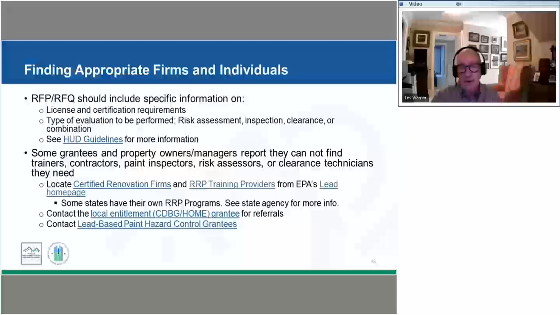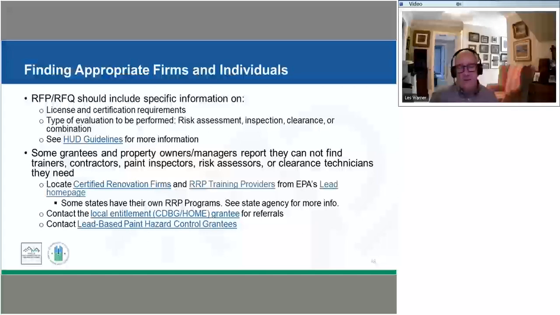Be specific about the level of what you're seeking, whether it's a risk assessment or the paint inspection. You might be doing procurement to have the clearance done, and we'll be talking about that in a little bit. Might be that you're looking for all of the above, and so you would be very clear in that RFP or RFQ about what you were seeking, and the documentation that you would expect to have included in that. And there is a link for some HUD guidelines that provide some more information on that.